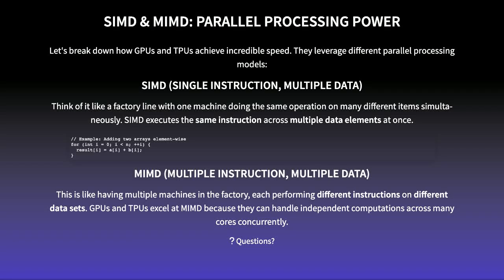Okay, let's talk about how GPU and TPU get so fast. The key is parallel processing. We have two main models here, SIMD and MIMD. SIMD is like having a single worker on a production line who does the exact same thing to every item passing by. Think adding numbers in an array. It's really efficient for doing repetitive tasks on lots of data. On the other hand, MIMD is more like having a whole team, each working on a different part of the problem at the same time. GPU and TPU are masters of MIMD because they have tons of cores that can tackle completely independent calculations all at once.